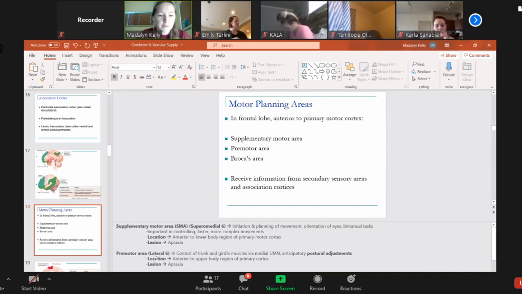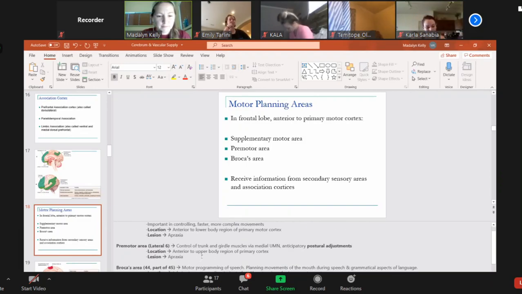Premotor, lateral 6. So these are both 6. The way I'm remembering this is supplementary motor, S, superomedial 6. So both S's, I know they match. The premotor, you just got to know it's lateral 6. Premotor is the control of trunk and girdle muscles, anticipatory of postural adjustments.